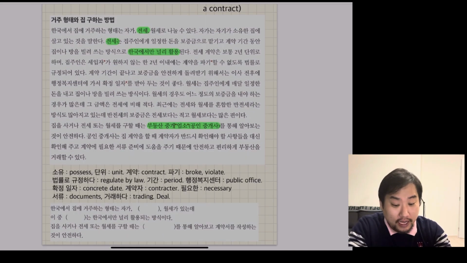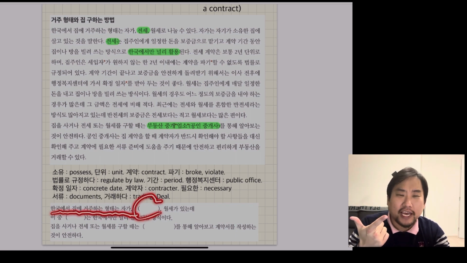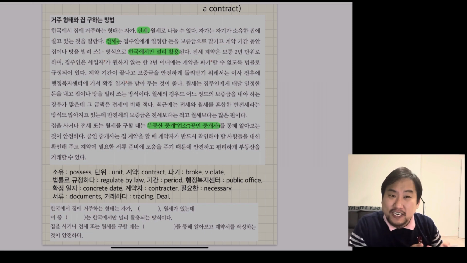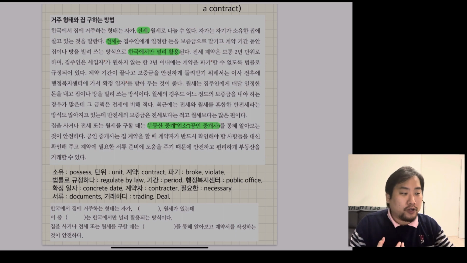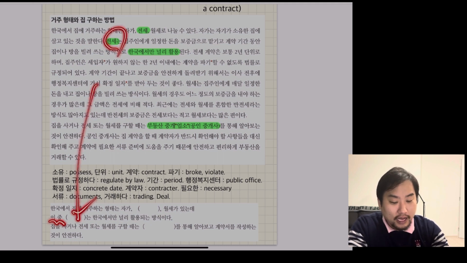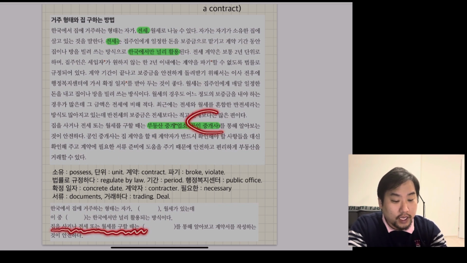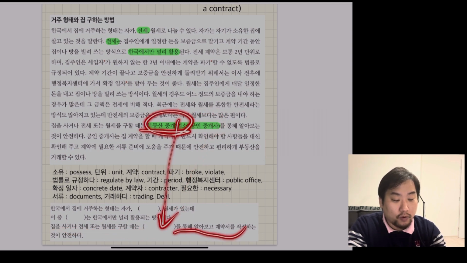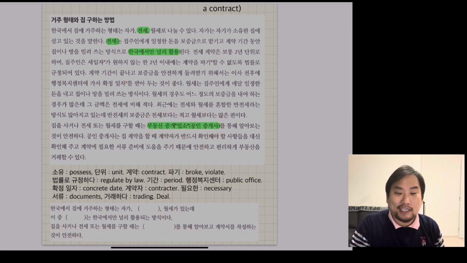So the key point, 한국에서 집에 거주하는 형태는 자가 and 전세. It's a special feature only in Korea. So usually in the test, they want to ask whether you understand 전세 or not. So 전세 and 이중 전세. Again, 한국에서만 널리 활용되는 방식이다. 집을 사거나 전세 또는 월세를 구할 때는 공인중개사 or 부동산 중개업소를 통해 알아보고 계약서를 작성하는 것이 safe, 안전하다.